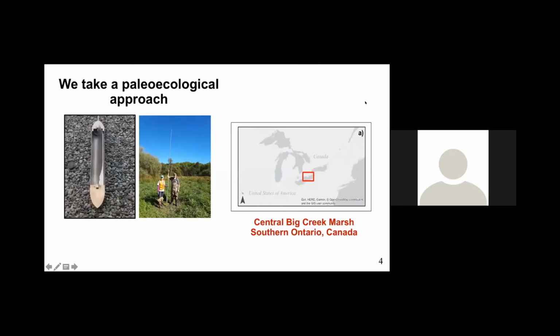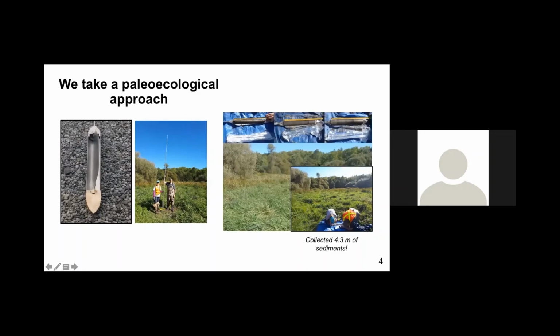Okay, so some work that we've been conducting more recently on this has taken place in southern Ontario, and one of our main study sites is Central Big Creek Marsh. It is located in a coastal ecosystem on Lake Erie, and this system is influenced by the Big Creek River system. From this site, we've taken a long sediment core that is more than 4 meters in depth.